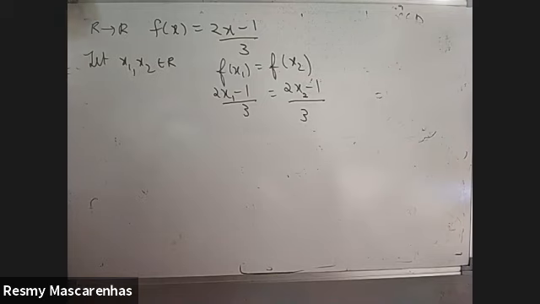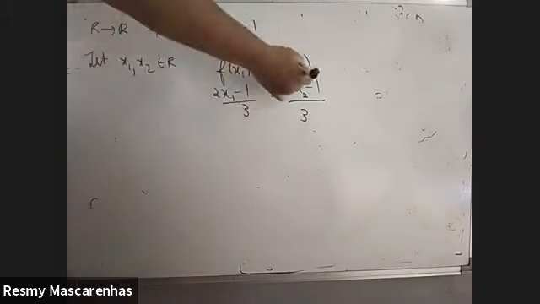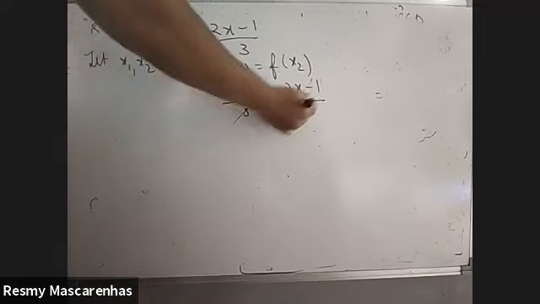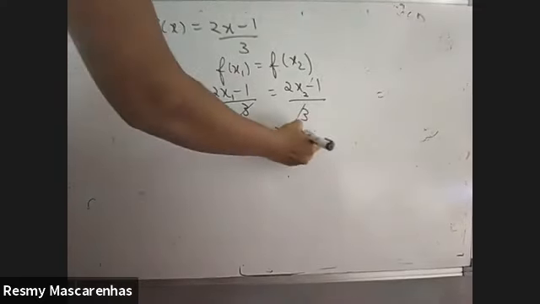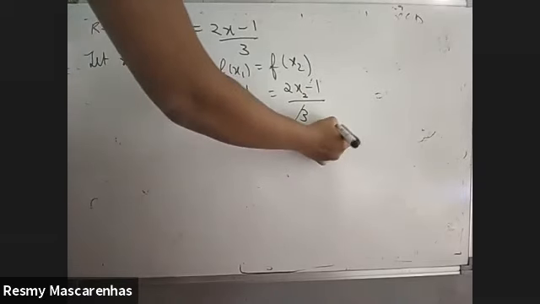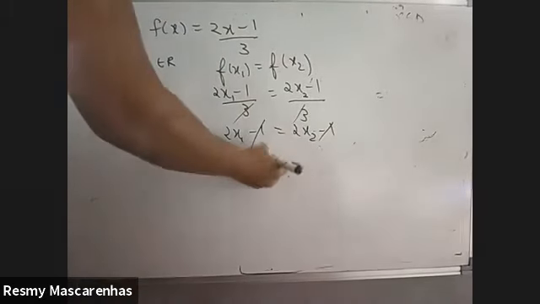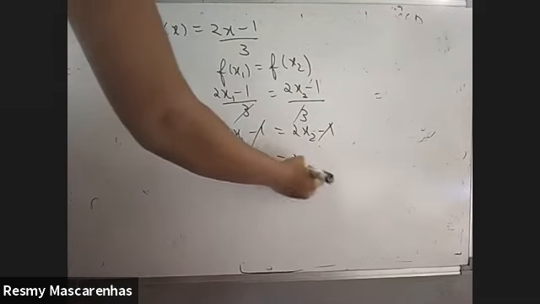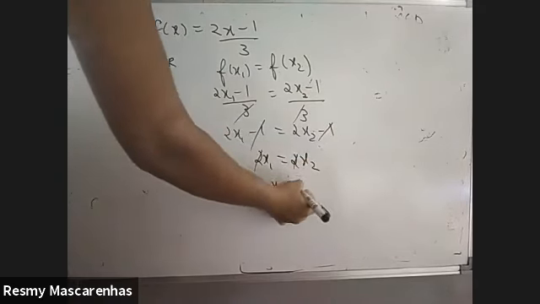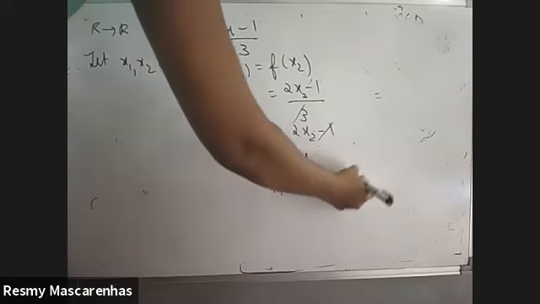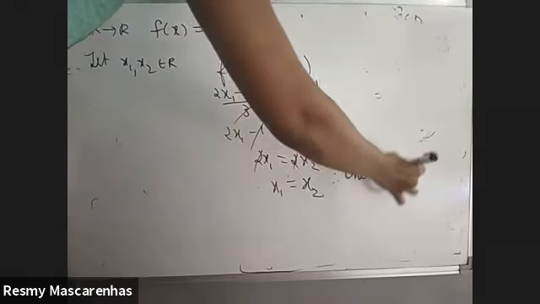At least to show that it is 1 to 1, everybody should know by now, because it's very simple. Just equate, write this, cancel, and show that x1 is equal to x2. Then 1 and 1 will cancel. 2x1 is equal to 2x2. Then 2 and 2 will cancel. So x1 is equal to x2. Therefore, 1 to 1 function.